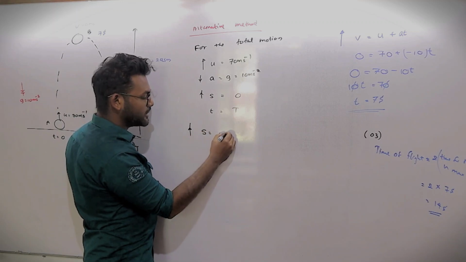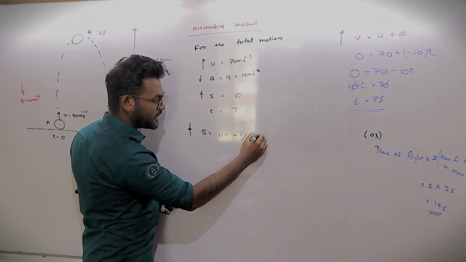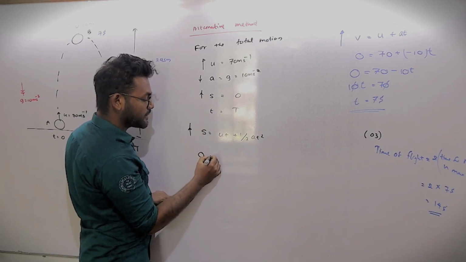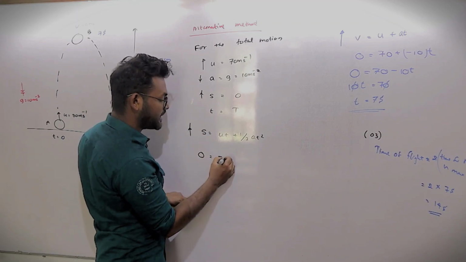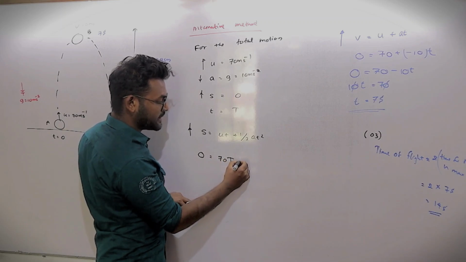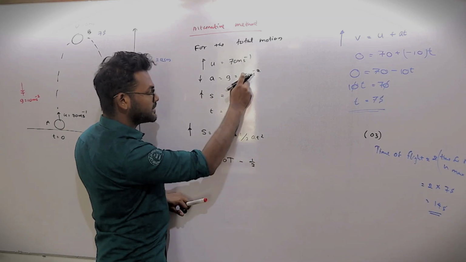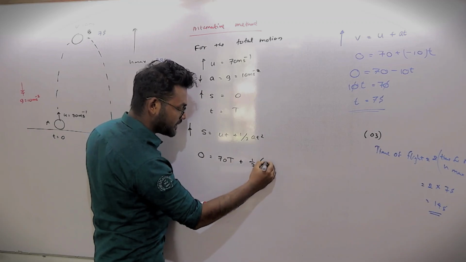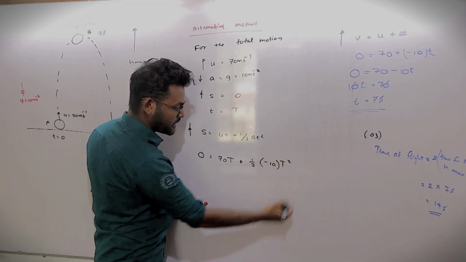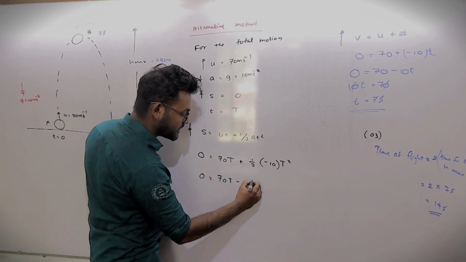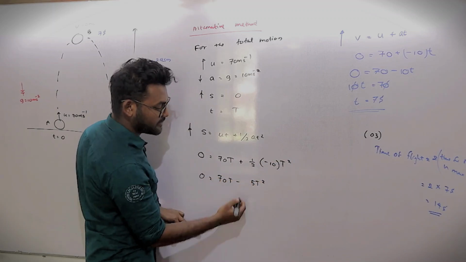s equals ut plus half at squared. So I'm going to have here 0, u that is 70, t, minus, why minus? This is downward, okay, I can put maybe plus and minus 10 t squared. So 0 is equal to 70t minus 5t squared.